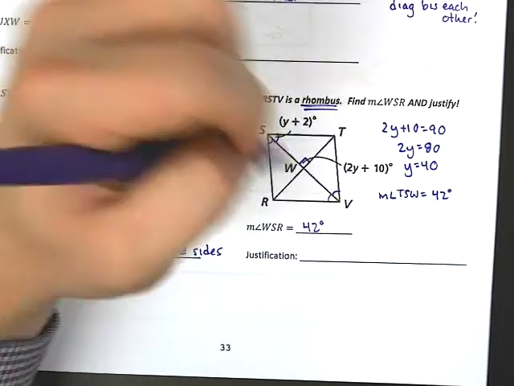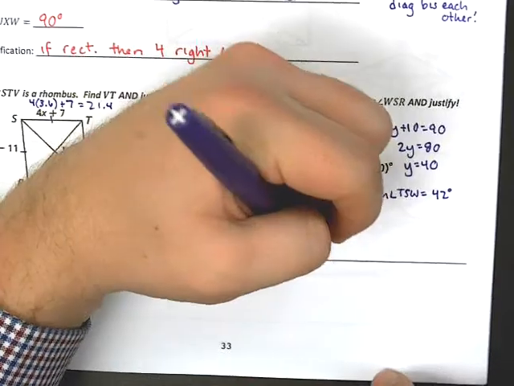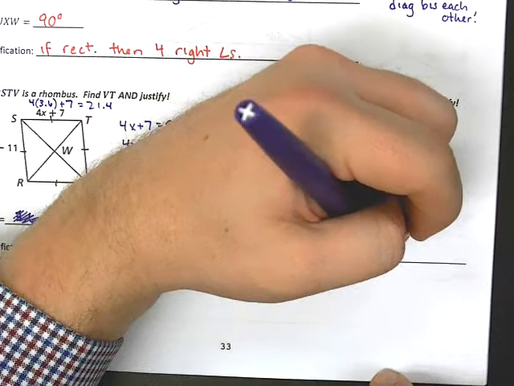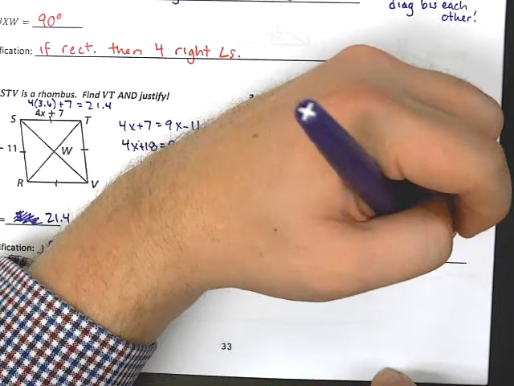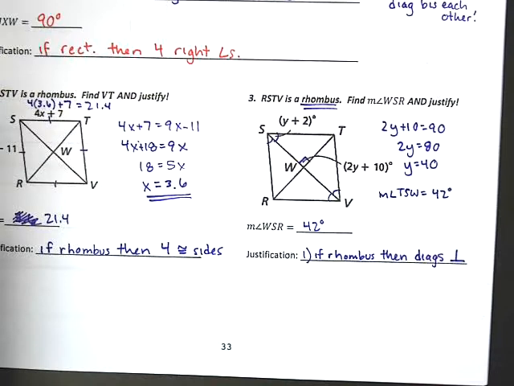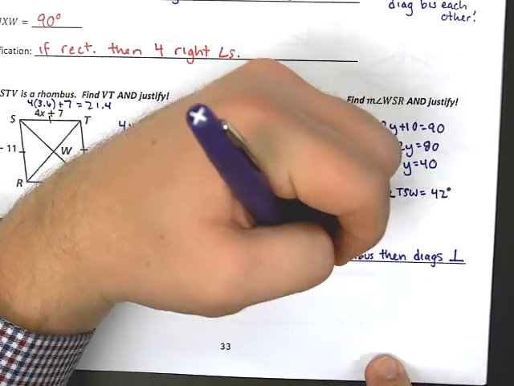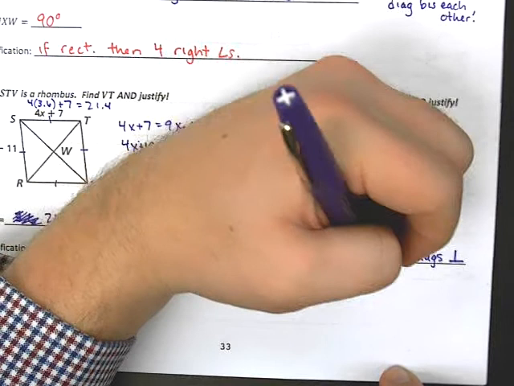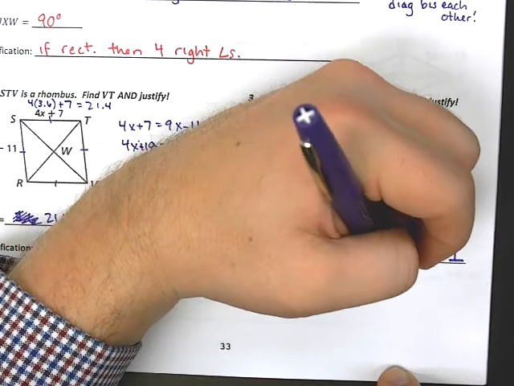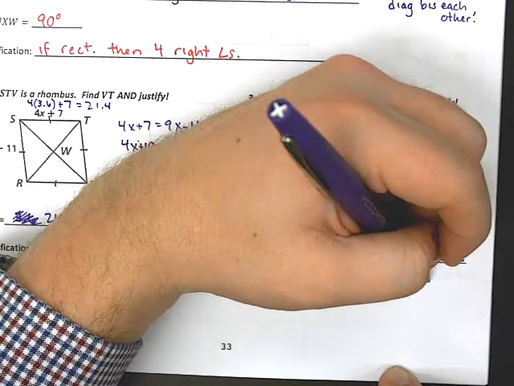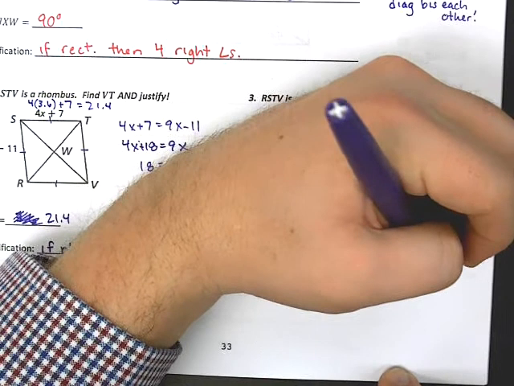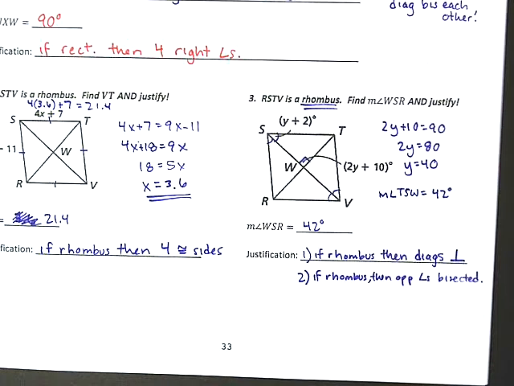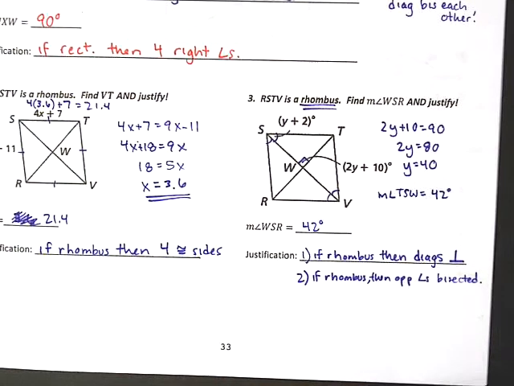Now really, guys, we did two justifications here. The first one was if rhombus, then diagonals perpendicular. The second justification was if rhombus, then opposite angles bisected. Alright, and we needed to use both of those properties or justifications here.